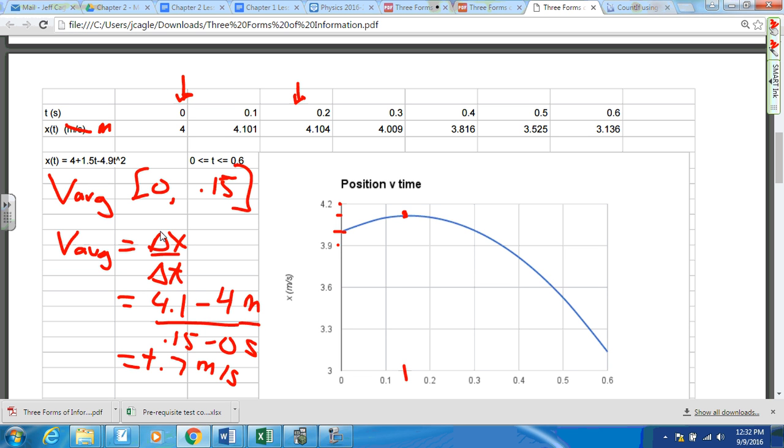Yeah. When do you have a negative answer? That's a great question. If I take a look at the graph here, what this number represents is the slope of the line that connects these 2 points. If I were to go here, then that line connecting the 2 points would be like so. It would have a negative slope. We have a negative average velocity, meaning that from here to here, my object goes backwards. Okay.